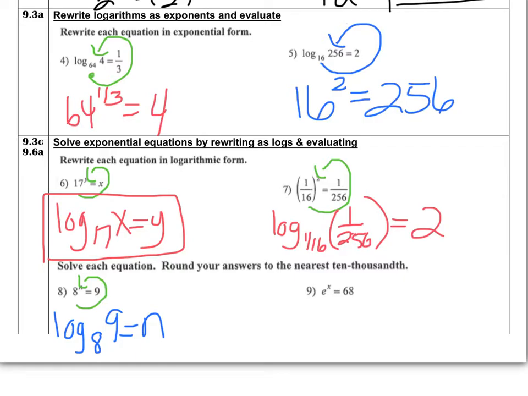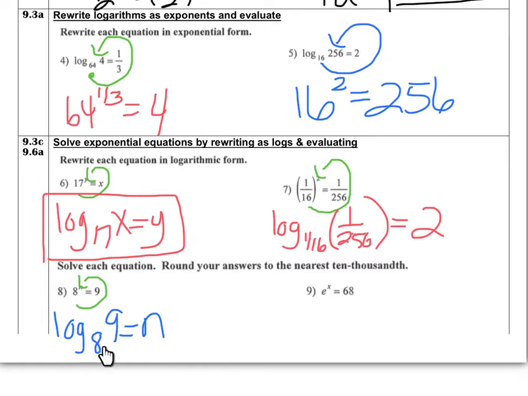Now be careful, they do want us to round the answer to the nearest tenth. If I just go back to the exponent, it says 8 to what power equals 9? Well, 8 to the first power is 8. 8 squared is 64. So I know the answer is going to be a little bit over 1.